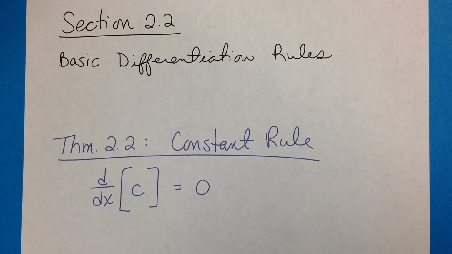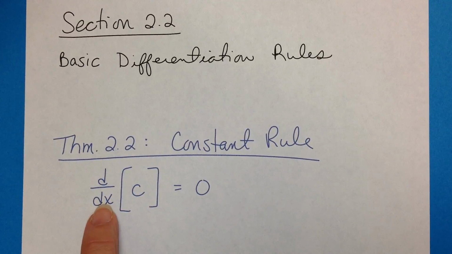Alright, so the first rule that you see here, textbook refers to it as Theorem 2.2. It's called the constant rule. And if you remember, this is a notation that can be used to indicate derivatives. So this is just telling you to take the derivative of this function. Now, C is just representing a number, so that's why they call it the constant rule.